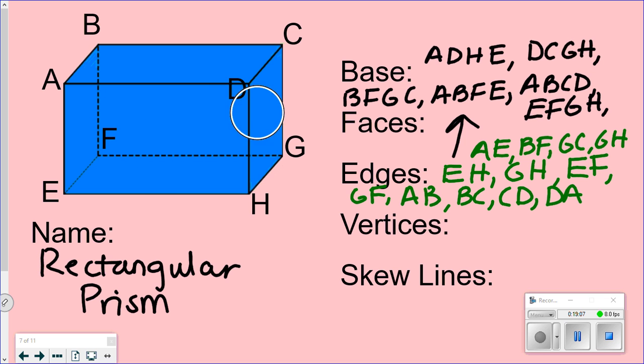Here's the good news. The vertices are the easiest ones. The vertices are just the dots, just the points. So all you have to do is list all the letters: A, B, C, D, E, F, G, H.